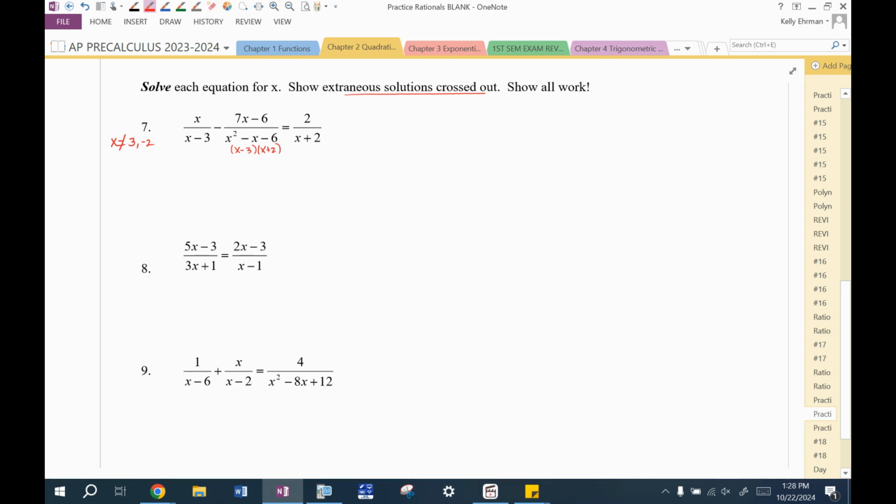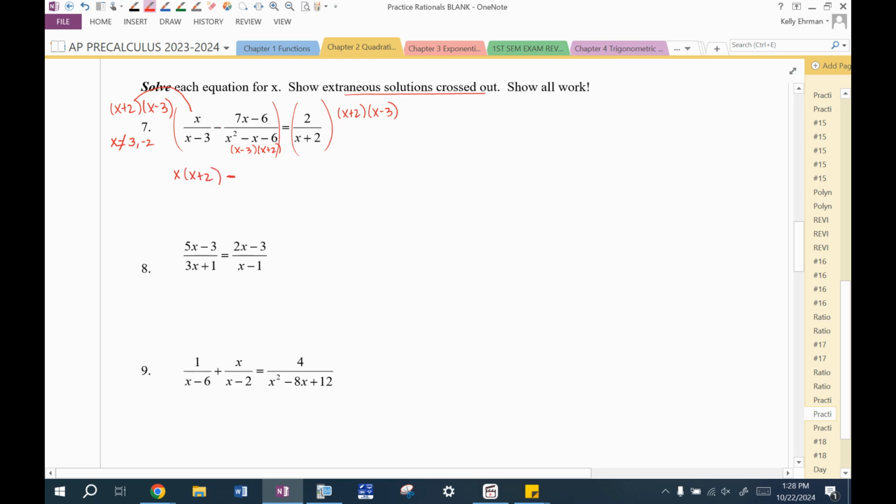All right. Multiply both sides by the least common denominator so that you wipe out the fractions. You're allowed to do that because you're multiplying both sides of the equation by the same thing. This is kind of like what we do with our complex fractions. So when I multiply this to the first term, the x minus 3's cancel, and I'm left with x times x plus 2.